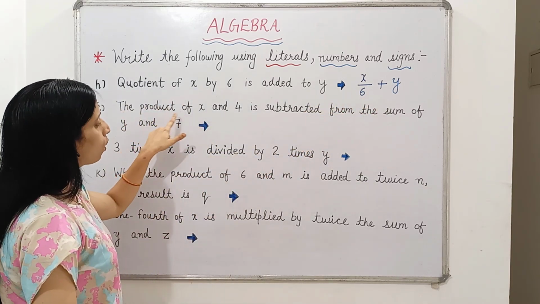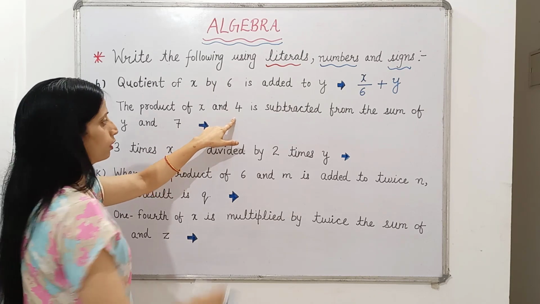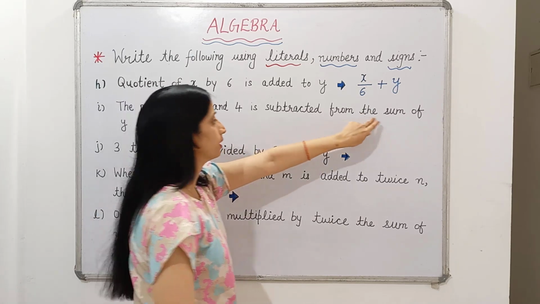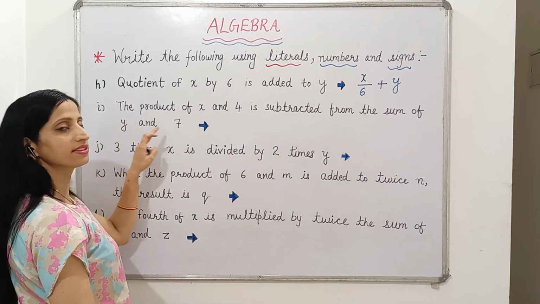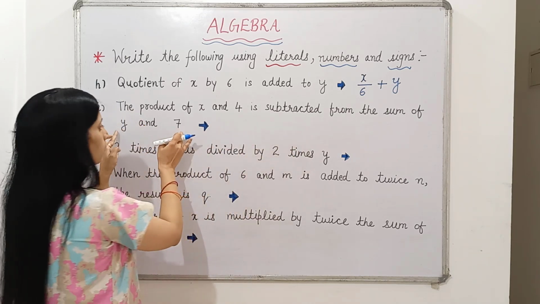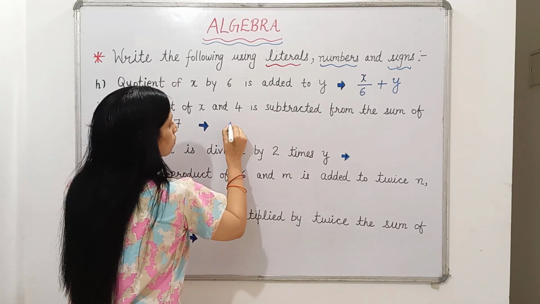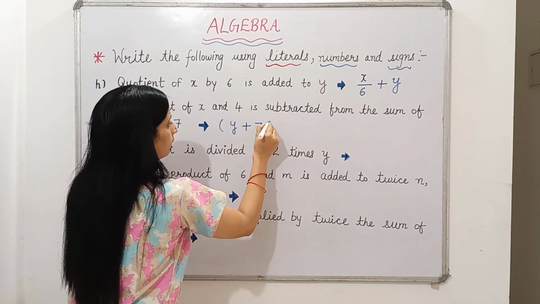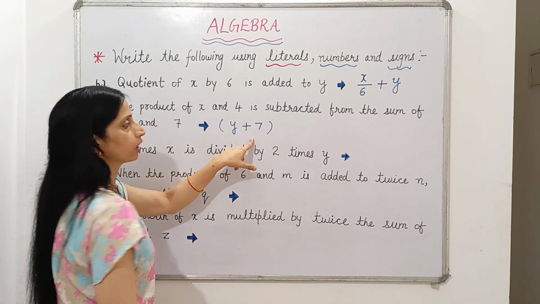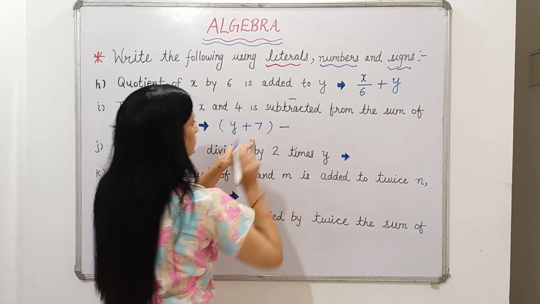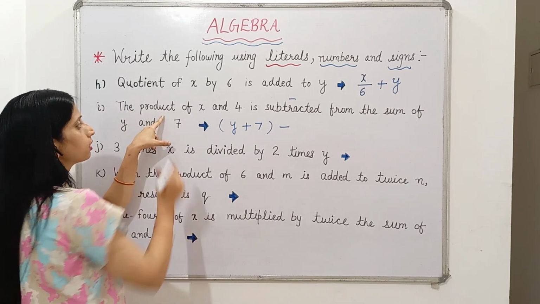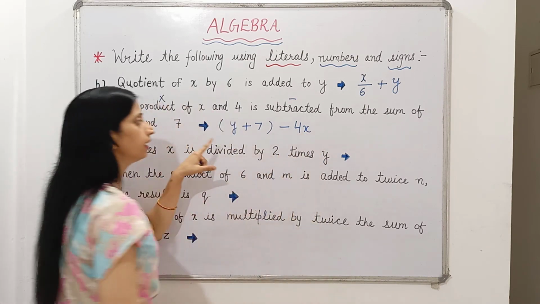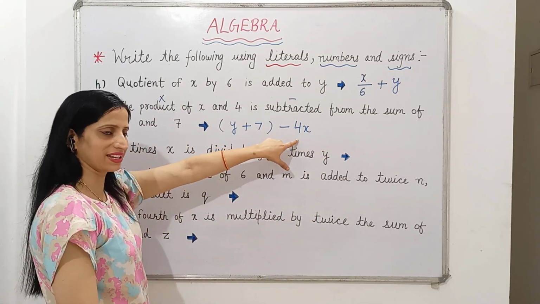Next, the product of x and 4, which will be 4x, is subtracted from the sum of y and 7. So first we will write the sum of y and 7, simply y plus 7. Put the bracket. From this what do we have to subtract? Put the sign of minus. We have to subtract the product of 4 and x, that is 4x. So the answer will be y plus 7 minus 4x.